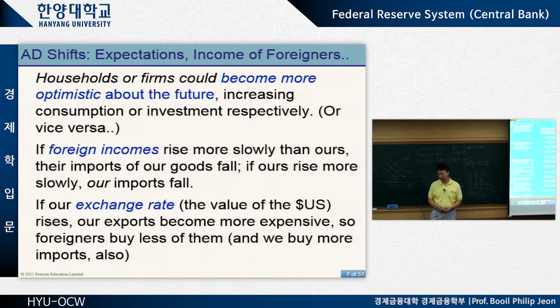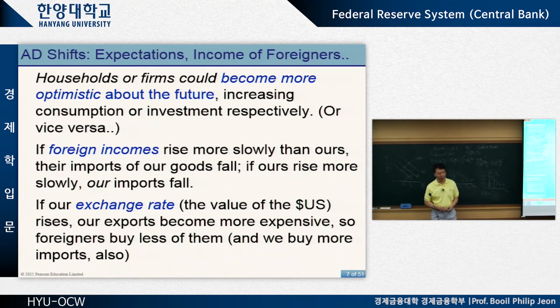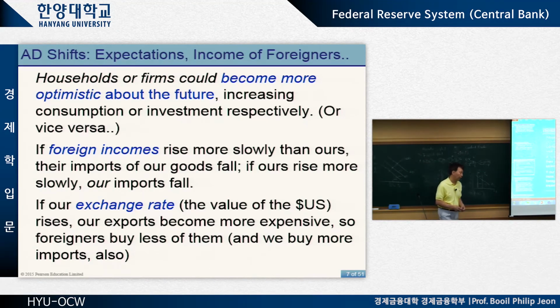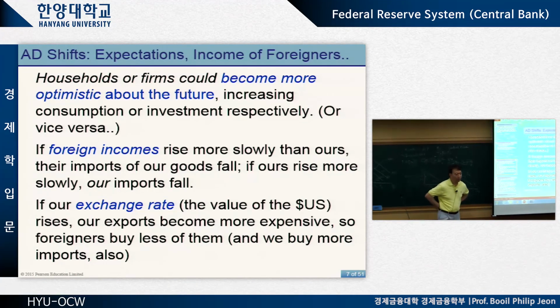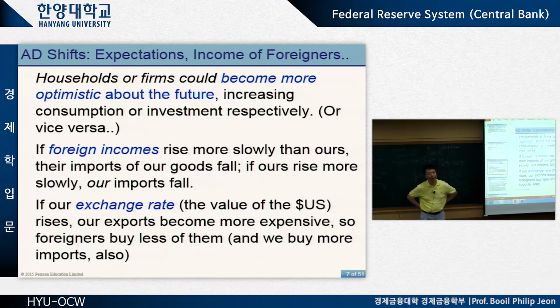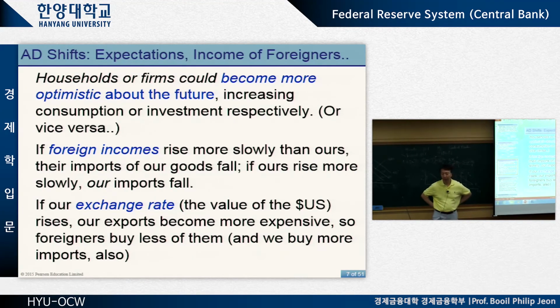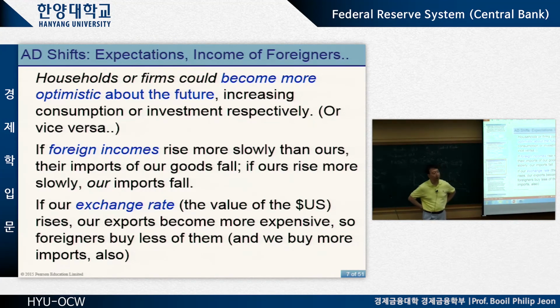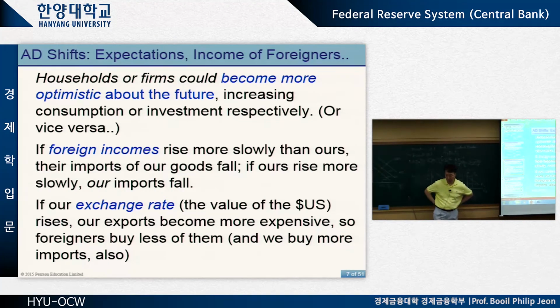If households have an optimistic view of the future, then they'll probably save less. Instead of saving, they'll probably consume, because they don't have to worry about job security next year. So that will increase the aggregate demand and make the economy stronger.